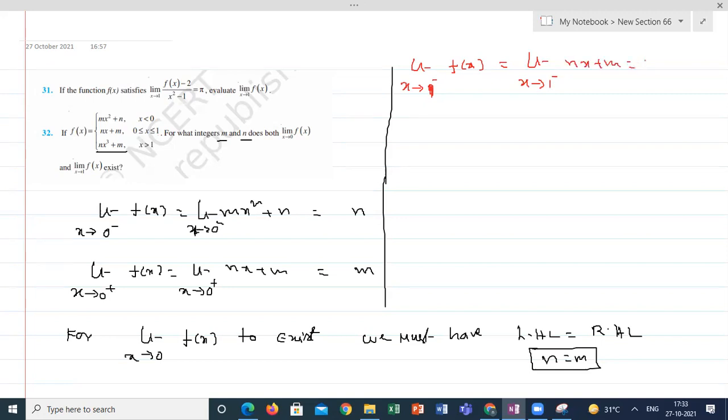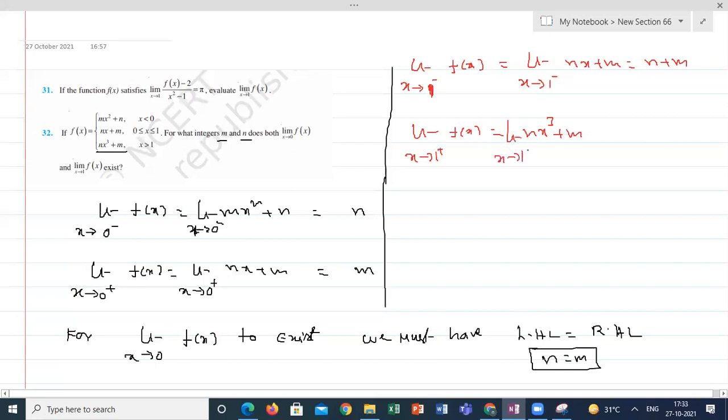So if I am substituting here, n plus m. Limit x tends to 1 plus f of x, almost equal to 1 but greater than 1, it is nx cube plus m. Limit x tends to 1 plus will give n plus m.